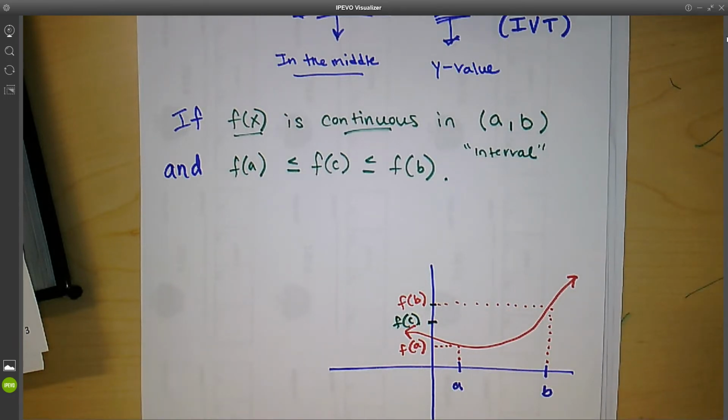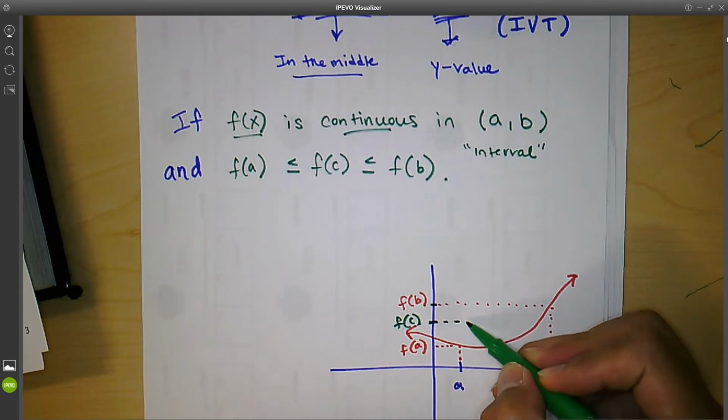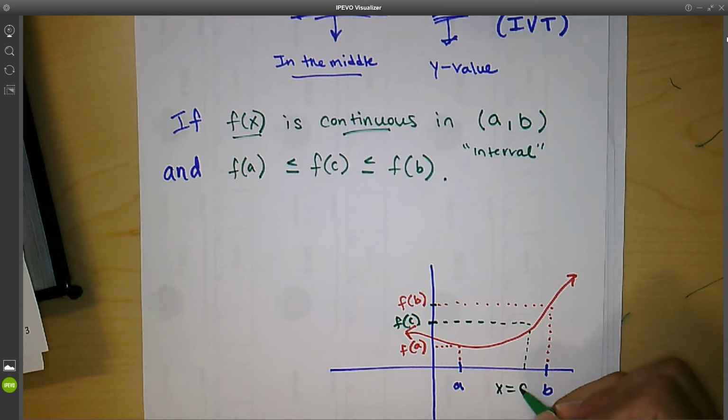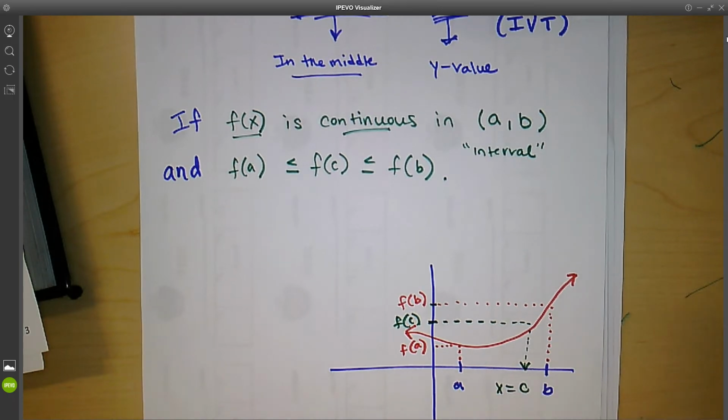If f of C is in the middle, could there be a time between A and B that produces f of C? Yes, that is our theorem. The theorem says we can now guarantee x equals C. So this is an existence theorem. We don't have to solve for the C value between A and B. We just have to say, yes, it happens.